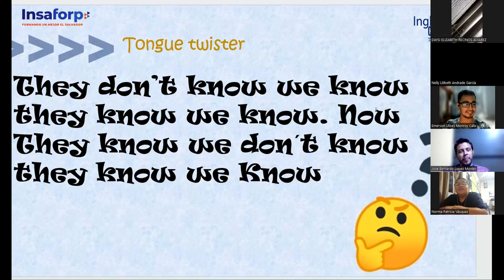They don't know. La única pronunciación diferente es esta palabra. Now. Esta palabra es now, okay? De ahí los demás es el verbo know, okay? Este es know y este es now, okay? Vaya, vamos a ver, pues.